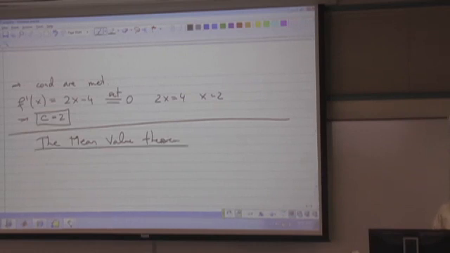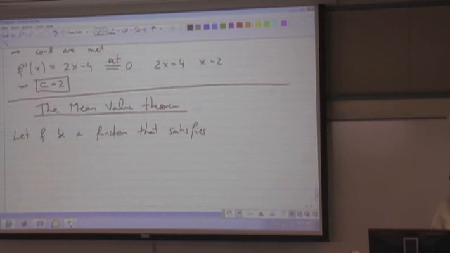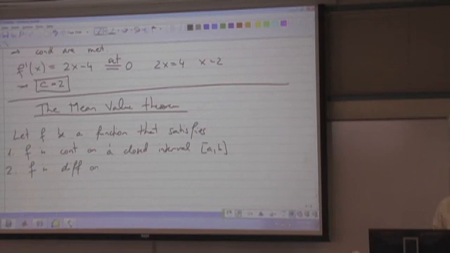The mean value theorem says the following. Let f be a function that satisfies number one, f is continuous on a closed interval AB. Number two, f is differentiable on the open interval AB.